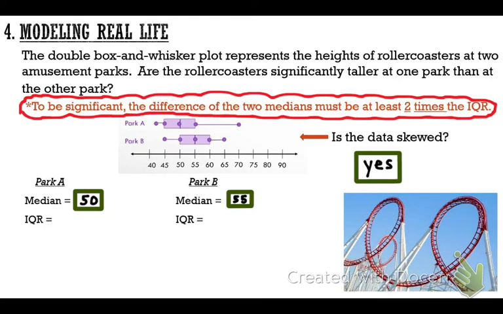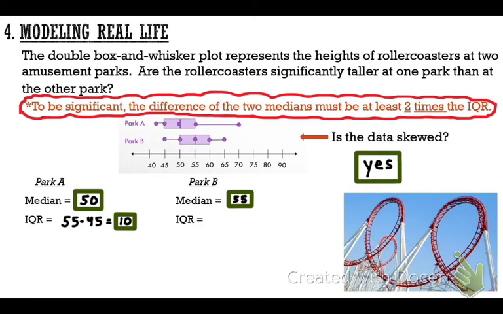Angeline, how do I find the IQR? So that's correct. What we're doing is taking the upper quartile and subtracting the lower quartile. So she told us that we're going to be taking 55 minus 45. Guys, what's the IQR for Park A, Universal Studios? 10. Let's focus on the Park B IQR.